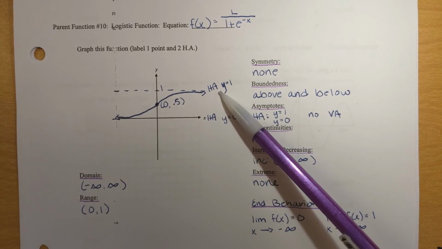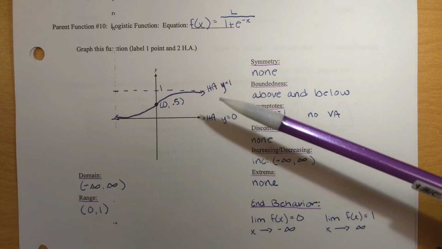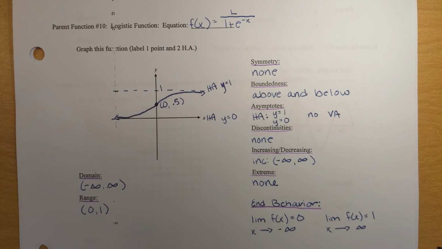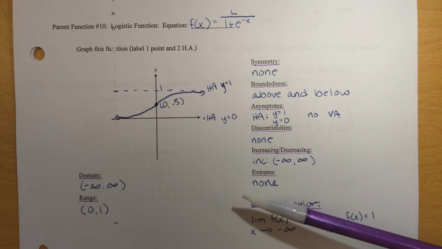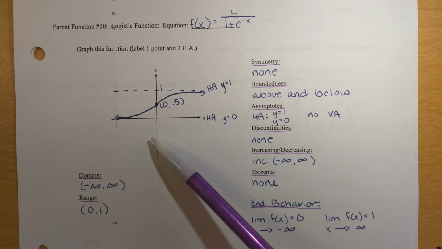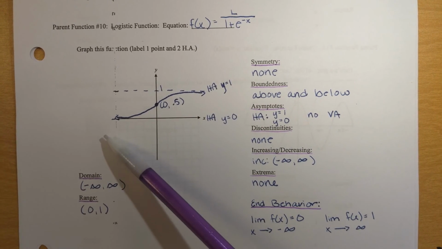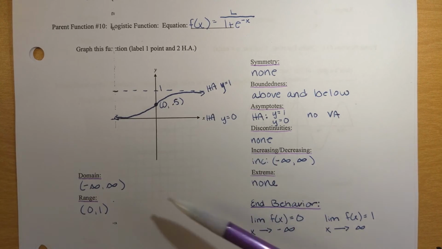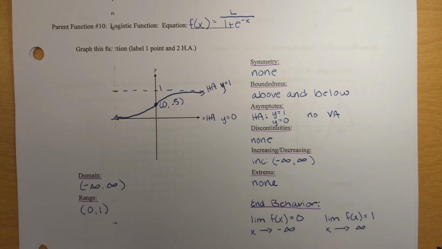It is bounded above and below. The graph has a horizontal asymptote at y equals 1 and y equals 0. There are no vertical asymptotes. The graph is increasing from negative infinity to infinity. There is no point where it is decreasing. As the x values go towards negative infinity, the y values reach 0. As the x values go towards infinity, the y values reach 1. There is no symmetry, discontinuities, or extrema for this function.